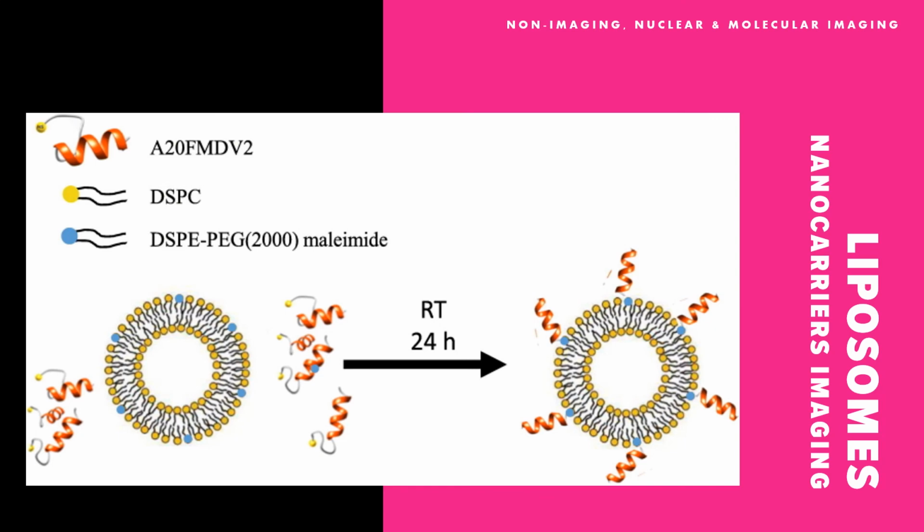This is an example of how they developed the liposome. They used SPC and DSPE-PEG 2000 maleimide as their phospholipid layer, and then they have a particular compound, A20FMDV2, which they conjugated on the surface of the liposome. So they conjugate at this maleimide peptide here. So that's an example of how they develop one liposome, and then you can have another tracer to put together. So you're going to have a tracer that is radiolabeled with this liposome.